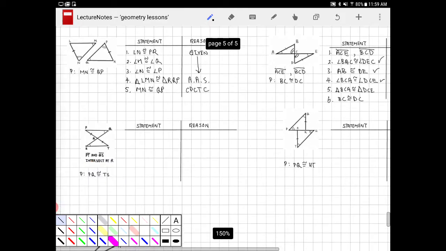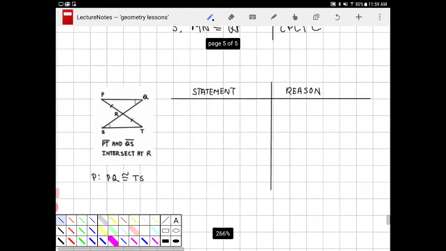Let's take a look at our third problem. Pause the video for a moment to see if you can figure this out on your own. So hopefully you had some time to think about this. The set of givens that I noticed here: I noticed that PR is congruent to TR. I also noticed that angle Q is congruent to angle S.